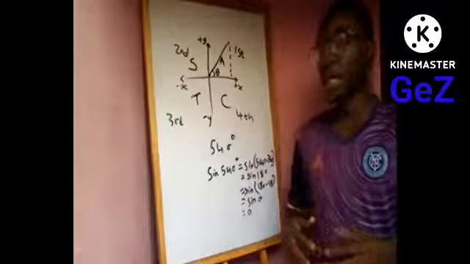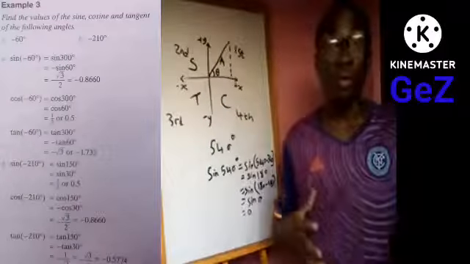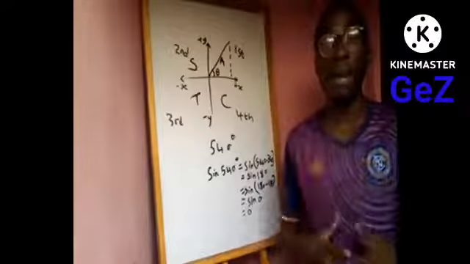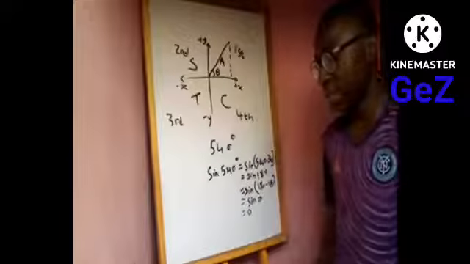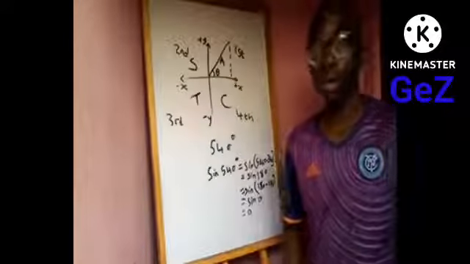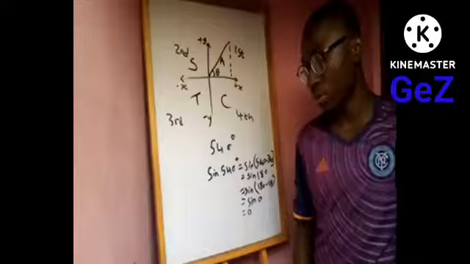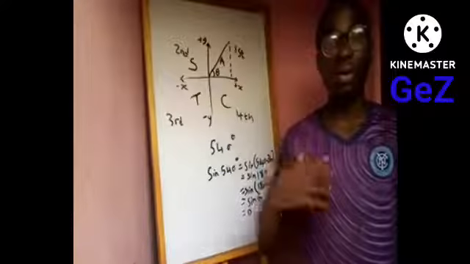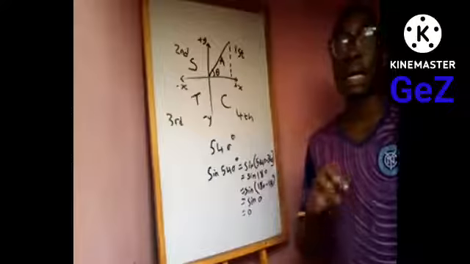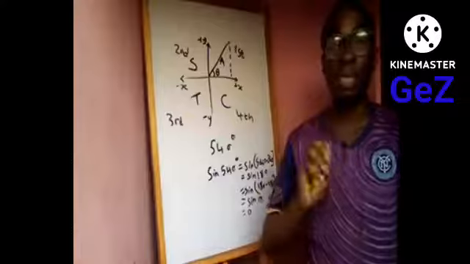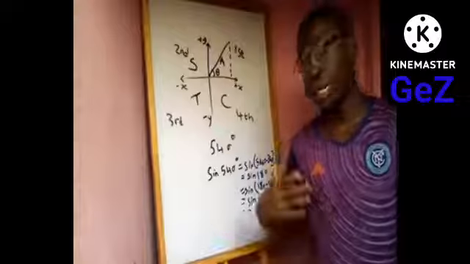For example, in example 3, we have to find the values of the sine, cosine, and tangent of the following angles. These angles are minus 60 degrees and, second, minus 210 degrees. So now you have sine of minus 60 degrees. You measure it clockwise instead of anti-clockwise. So sine minus 60 degrees will be equal to what? If you are measuring this angle clockwise, all you need to do is add 360 to the negative angle. So sine minus 60 degrees will be equal to sine of 360 minus 60. That's sine 300 degrees, as you can see.